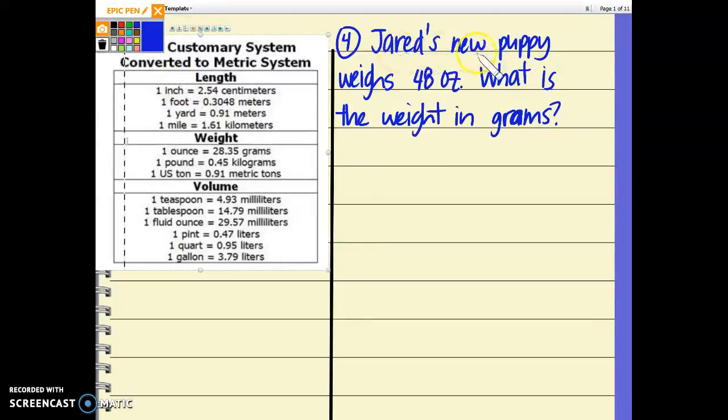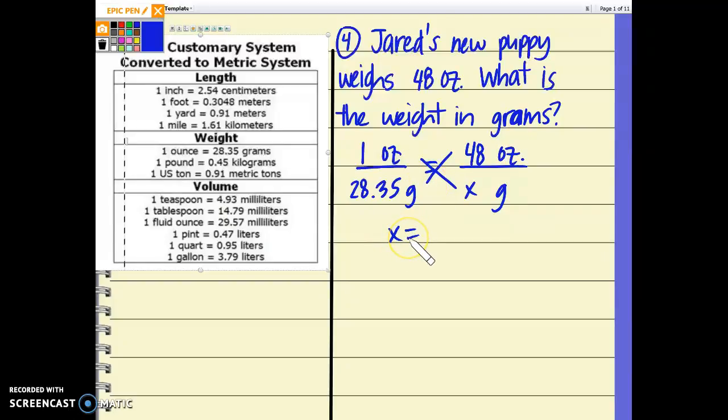But anyway, so we have Jared's new puppy weighs 48 ounces. What is the weight in grams? If we look over here, we have 1 ounce is equal to 28.35 grams. Alright, so we know the puppy weighs 48 ounces. So how many grams would that be? So we cross multiply. 1 times x gives you 1x. 28.35 times 48 gives you 1,360 and 8/10 grams.